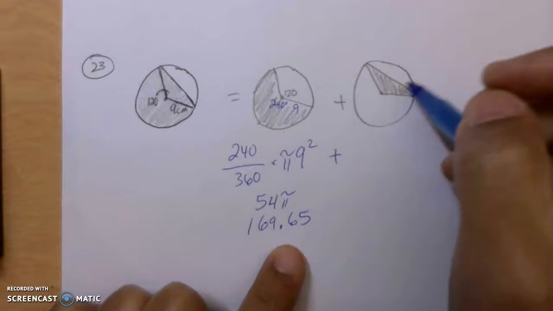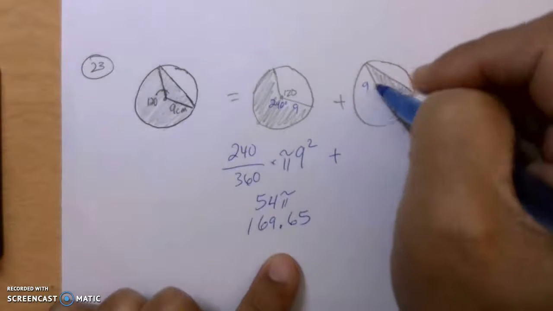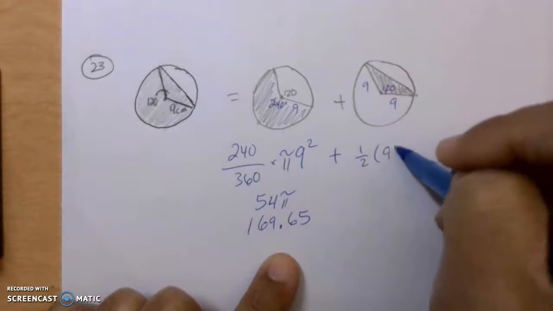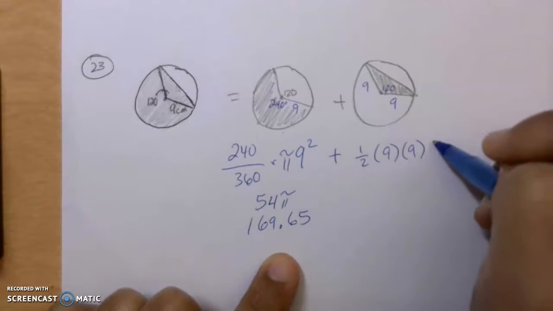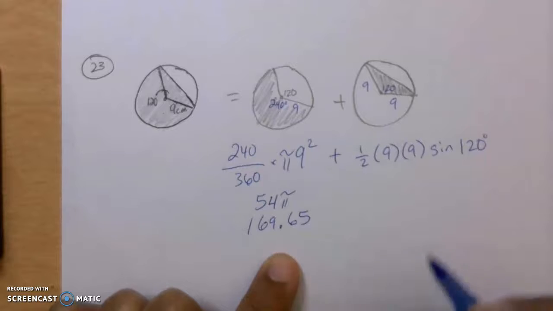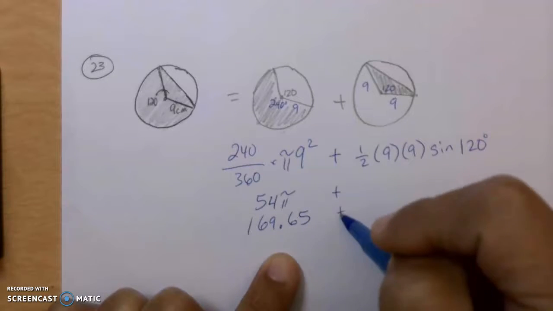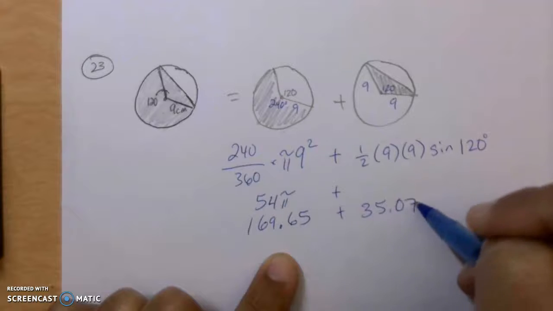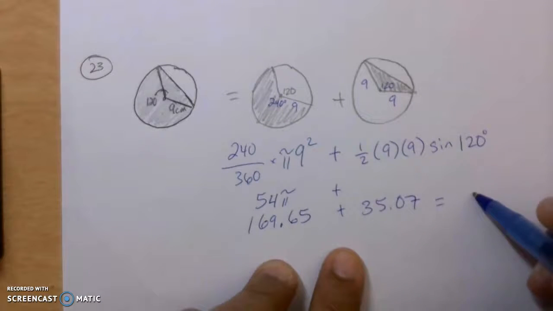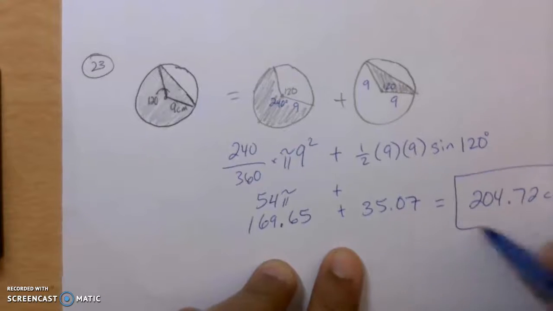Now I'm going to figure out the area of this triangle. Now this, again, is not a base times height type triangle. This is 1/2 times 9, the side length, times 9, the side length, times sine of 120. Throw that into the calculator, you will get 35.07. If I add the sector with the triangle, you get a grand total of 204.72 centimeters squared.